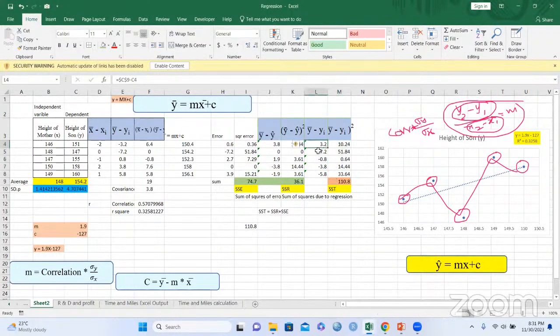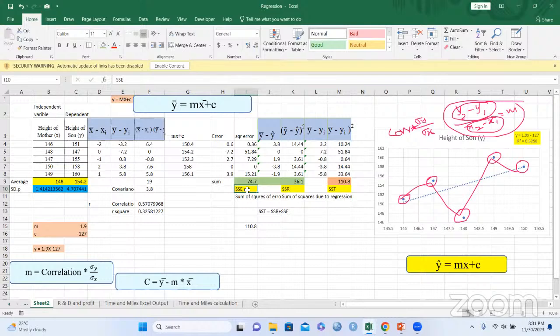Otherwise, ideally, I should have taken y bar minus this value. So these two are the same. Here, if you observe, I have mentioned C4 minus C9, but here I have made C9 minus C4. That's why I got a difference of sign. Okay. Fine. So I got SST equal to SSR plus SSE.